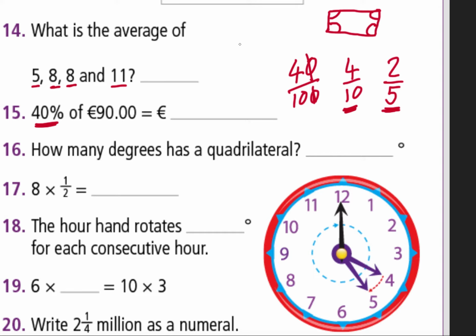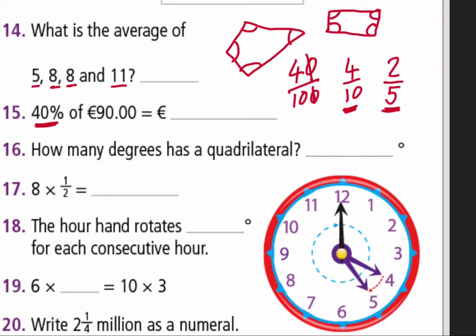What's interesting about them is that you can draw any shape with 4 sides, and as long as the sides are straight and they all join up with each other, if you add these 4 angles here, you're always going to get the same answer as we got when we added up these 4 90s. So that's how many degrees a quadrilateral has.